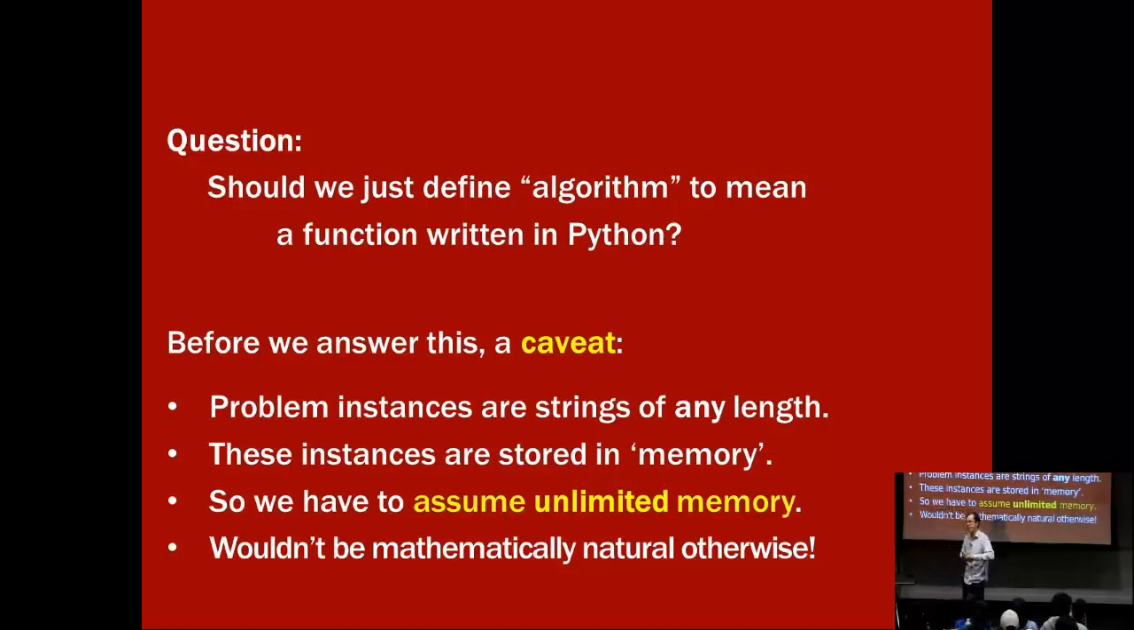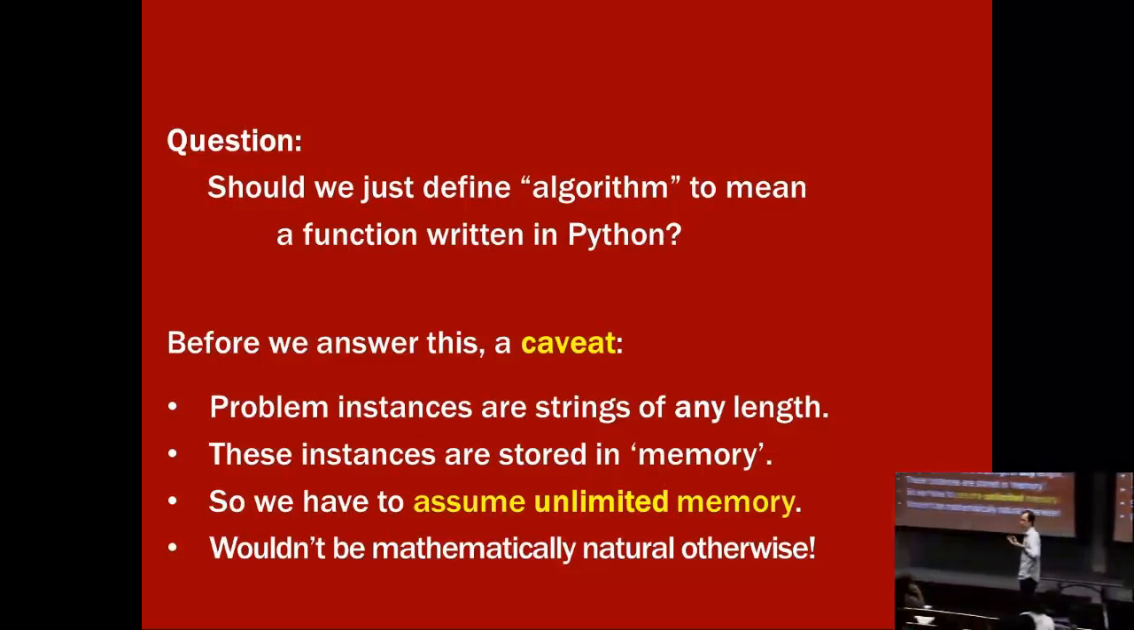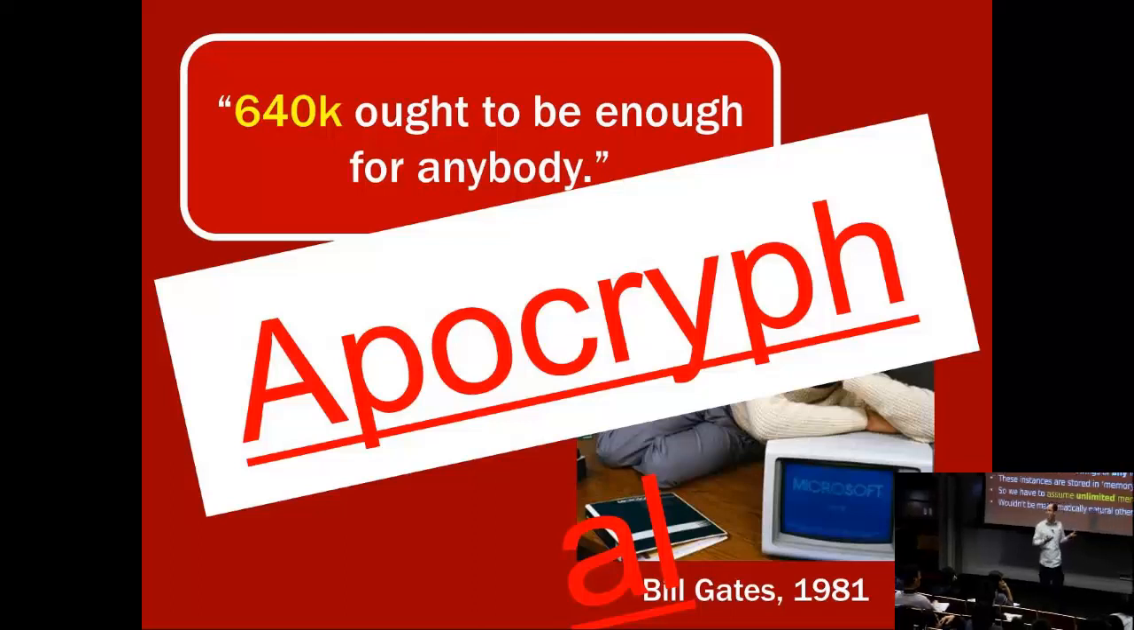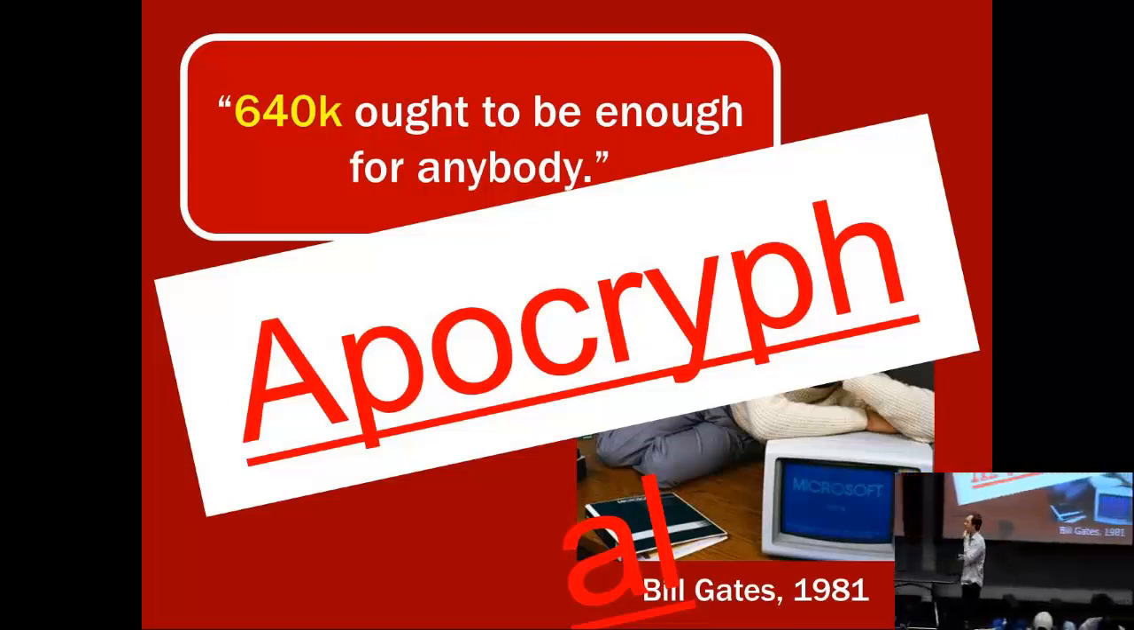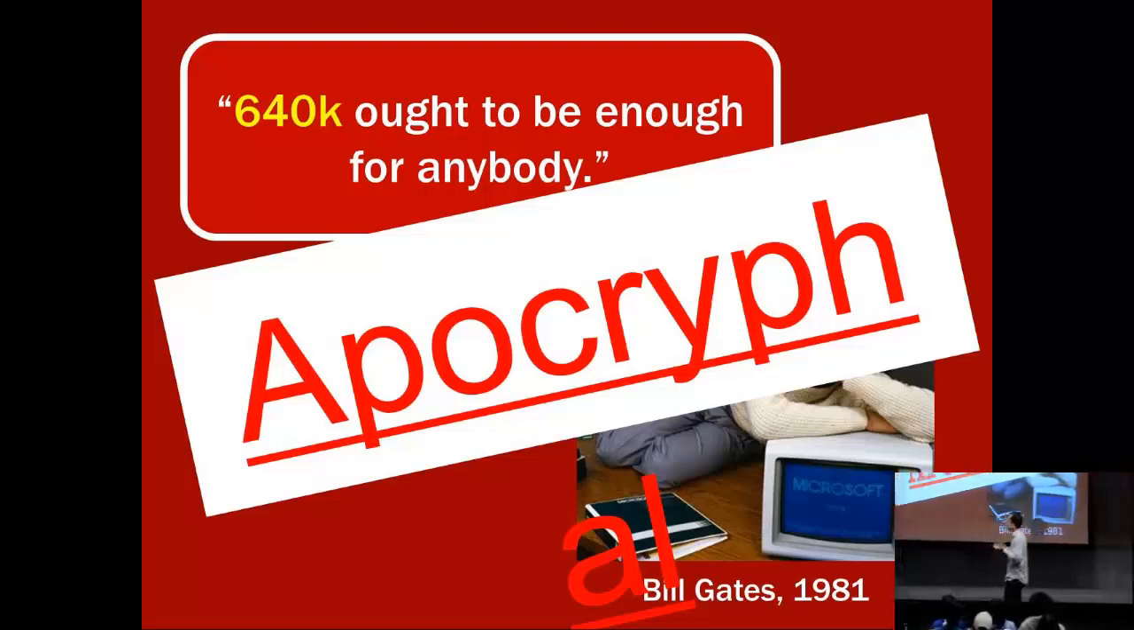I mean, it wouldn't make sense to say, OK, an algorithm is anything written in Python, but it's only allowed to use at most 1 GB of memory. That just somehow wouldn't be mathematically natural, right? There's a famous quote attributed to Bill Gates from 1981 saying that 640,000 bytes ought to be enough for anyone. Well, that's not really true. First of all, it's an apocryphal quote. He didn't actually say that. But also, it doesn't make sense mathematically, I think, in the context of algorithms to put any finite upper bound.